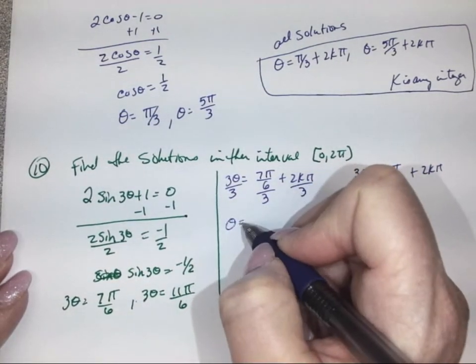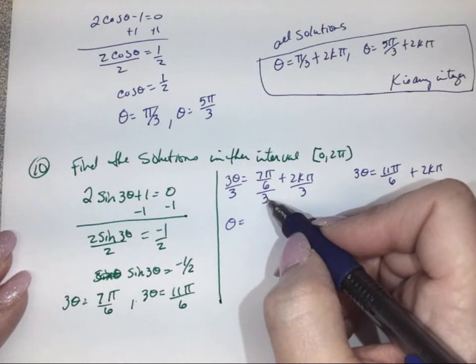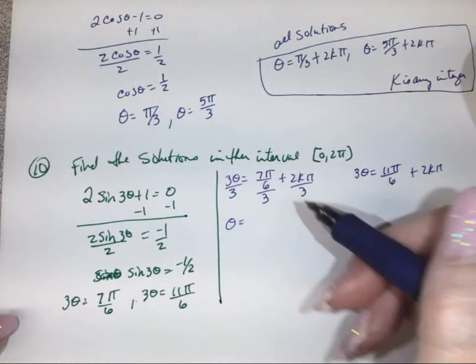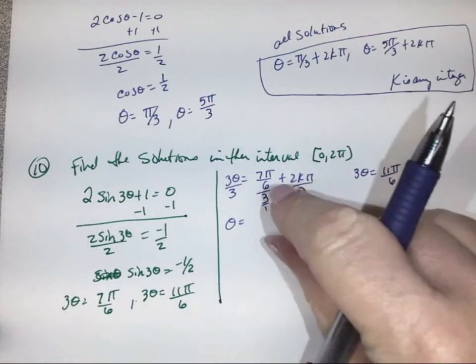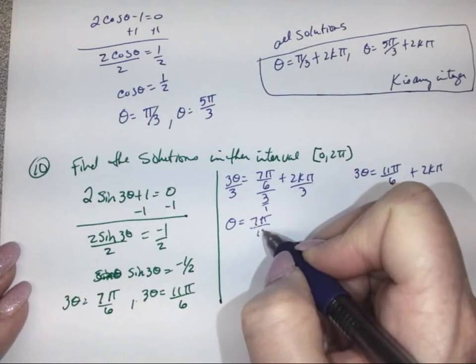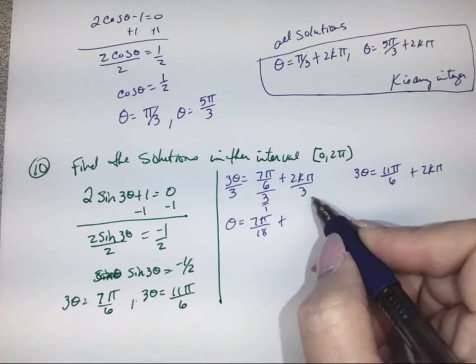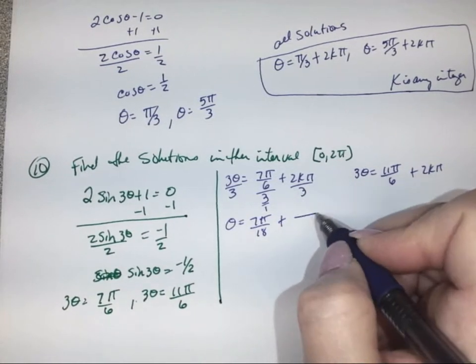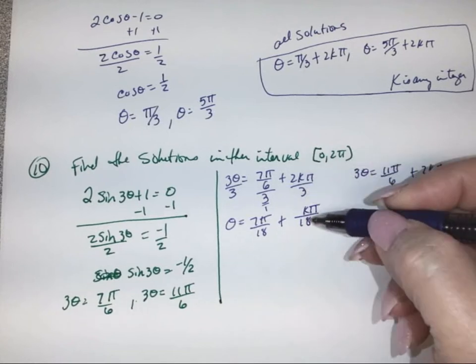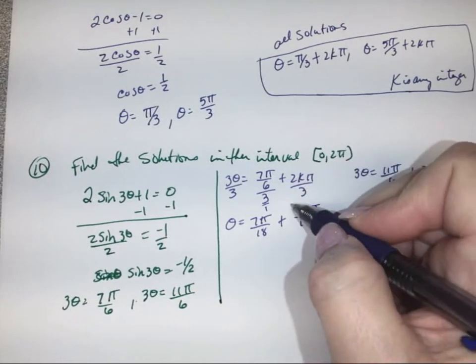So that we end up with theta is equal to, we don't divide by fractions, we multiply by reciprocals. So when we multiply, this is basically 3 over 1. It'll be multiplying by 1/3, so we'll end up with 7 pi over 18. And then I want a common denominator, so I want this to be over 18 as well. So 3 times 6 gets me to 18, 2 times 6 will get me 12.